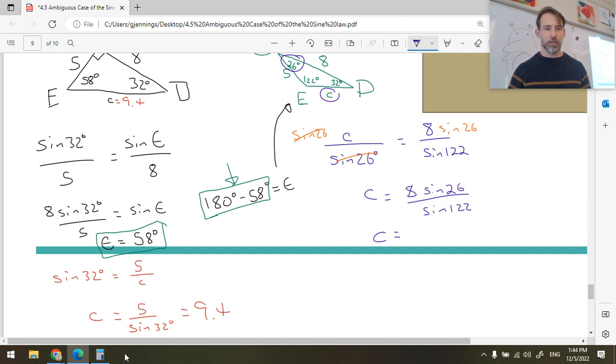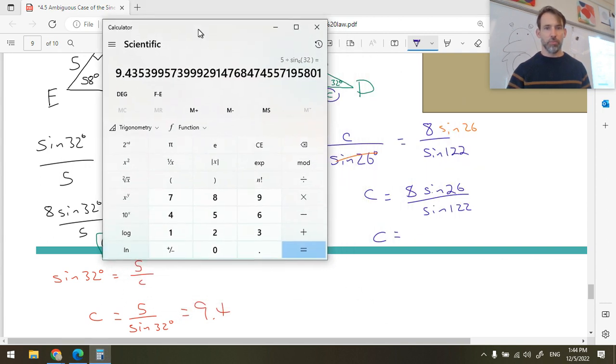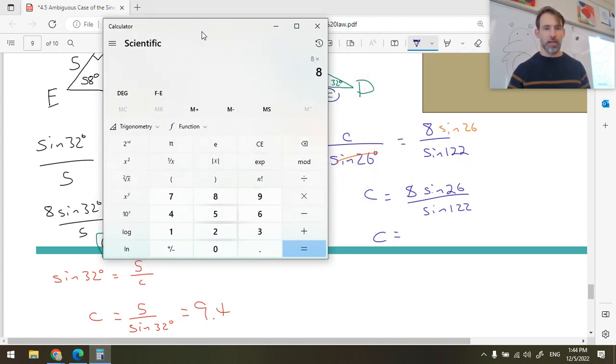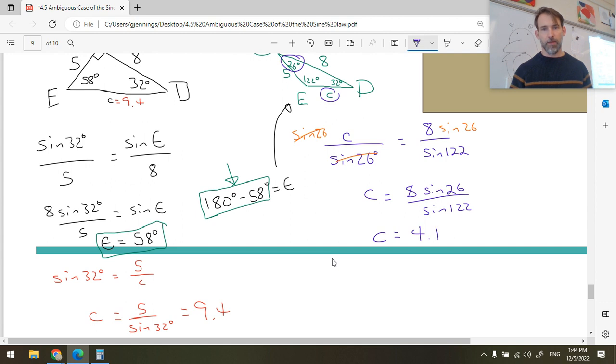C equals 8 times the sine of 26, divided by the sine of 122, equals 4.1. We've got it, so we can put it on our diagram, equals 4.1, and there we go. That's both of the triangles solved. Notice C is more than double the length there that it is over there.